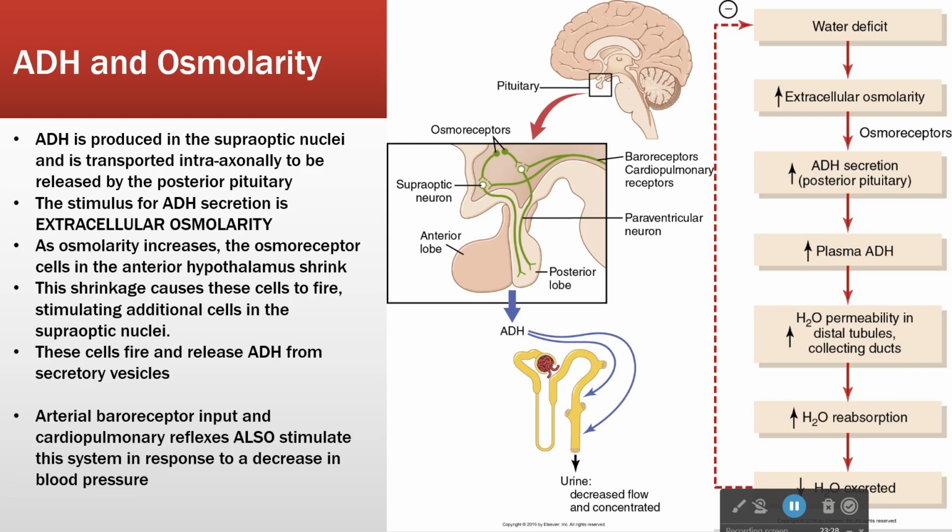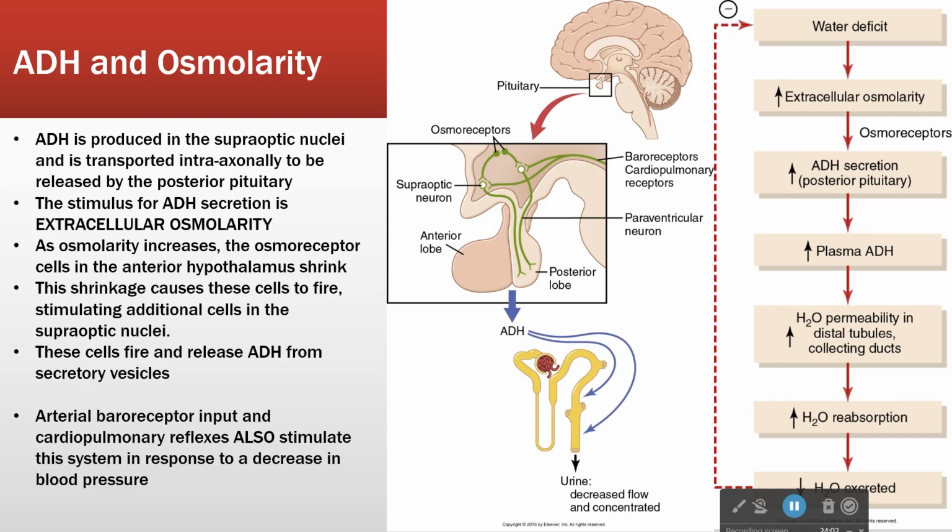So once our plasma ADH is increasing, not long after that, water permeability in the distal part of the nephron increases, because aquaporins are placed. That increases water reabsorption, decreases water excretion. Now, decreasing excretion doesn't directly fix our water deficit, but it does keep it from getting worse. What is going to fix the water deficit is you've got to bring water into the body.